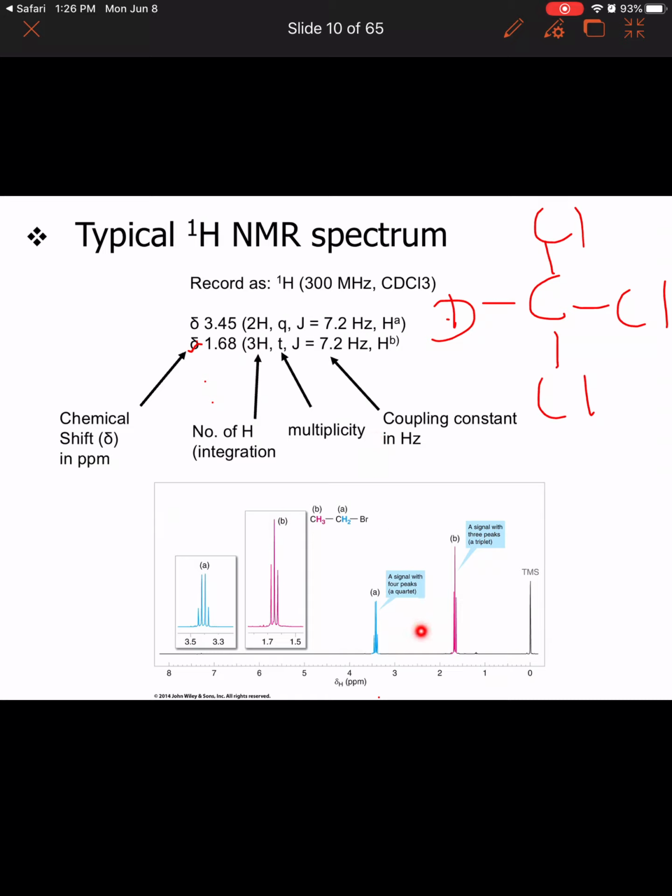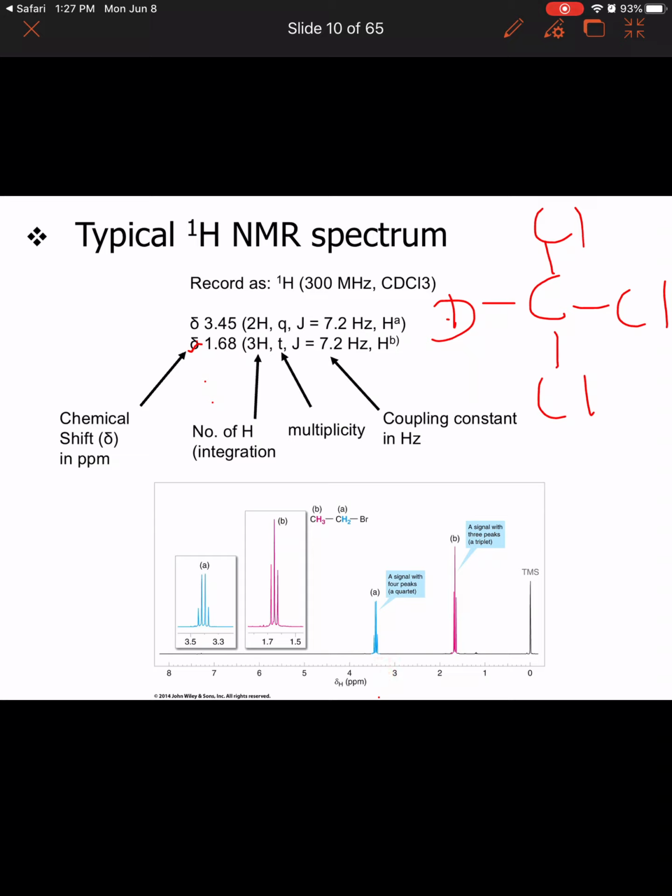I'll show you coupling constant values in a little bit, so that way you will understand the importance of the coupling constant and what information we can get from looking at the different coupling constant values. It's given in units of hertz, and this is for the HA hydrogen. So the HA hydrogen is at 3.45. It's 2 hydrogens and it is a quartet.